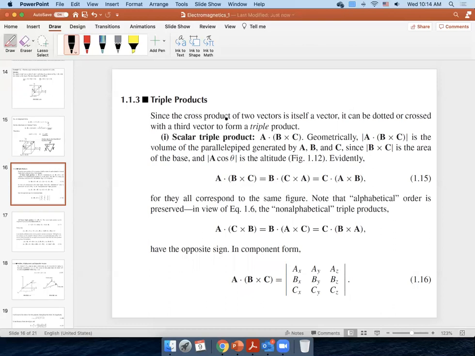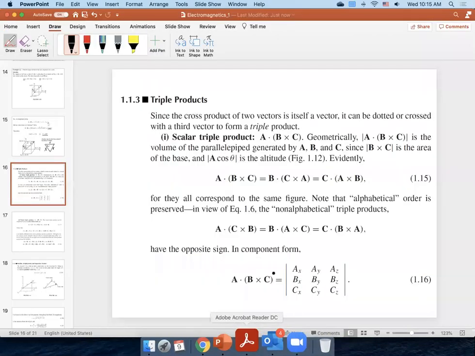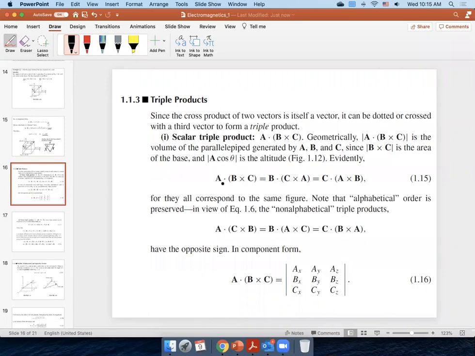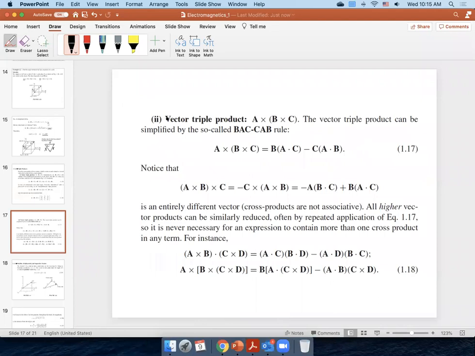Triple product simply means you have 3 vectors and you do some product. For example, B cross C first and then dot B cross C. And then it has some features, which is shown here. Or if you have 3 vectors cross each other, first B cross C and then A cross the result, it could be expanded using the so-called BAC-CAB rule, which is A cross the cross product of B and C can be written as B times A dot C, subtracted by C times A dot B.